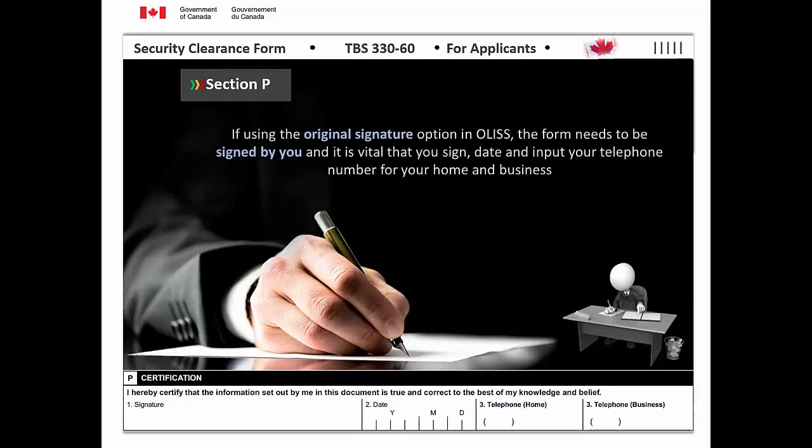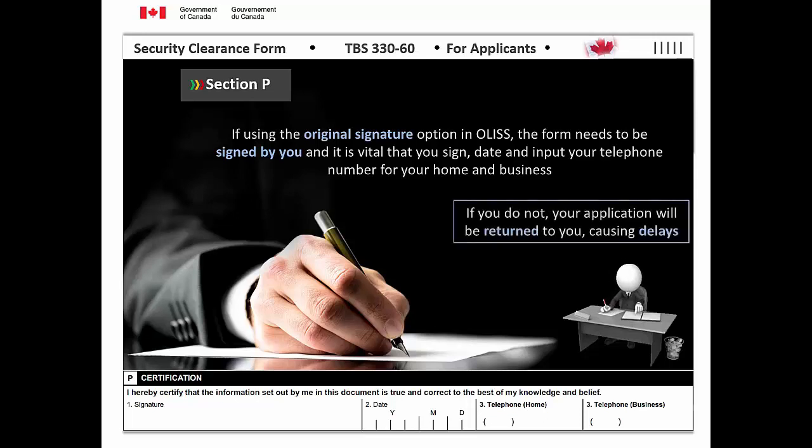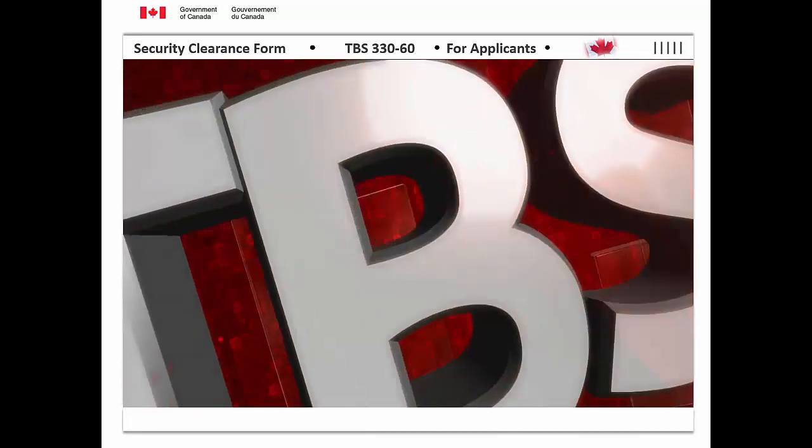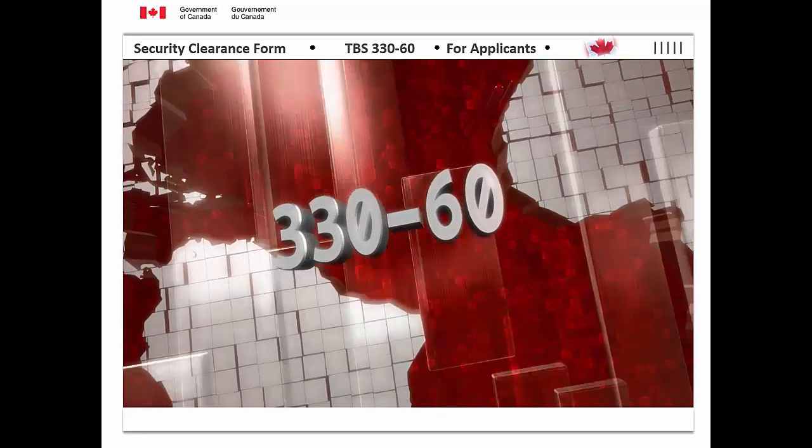In Section P, if using the original signature option in OLIS, the form needs to be signed by you, and it is vital that you sign, date, and input your telephone number for your home and business. If you do not, your application will be returned to you, causing delays. You have now successfully filled out the security clearance form.